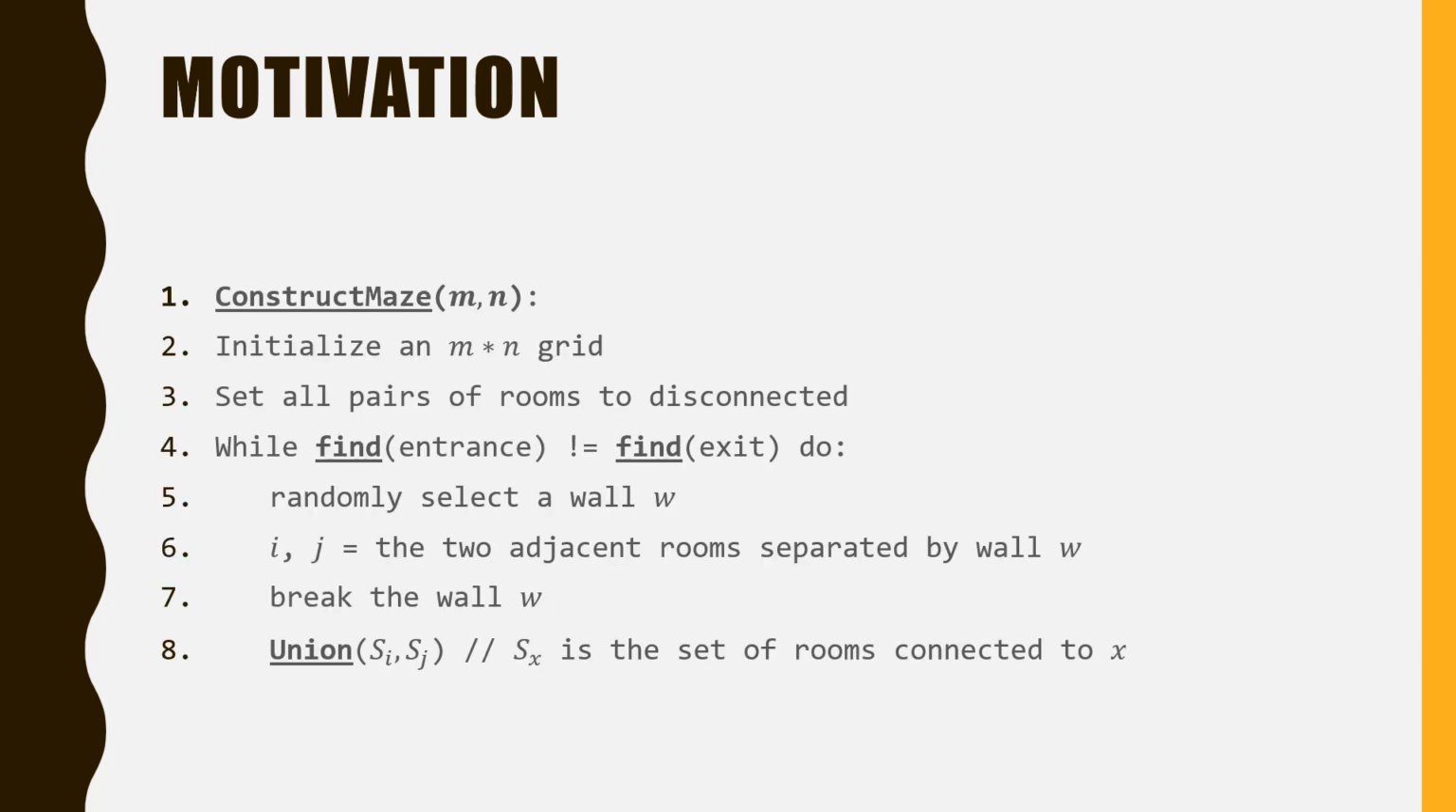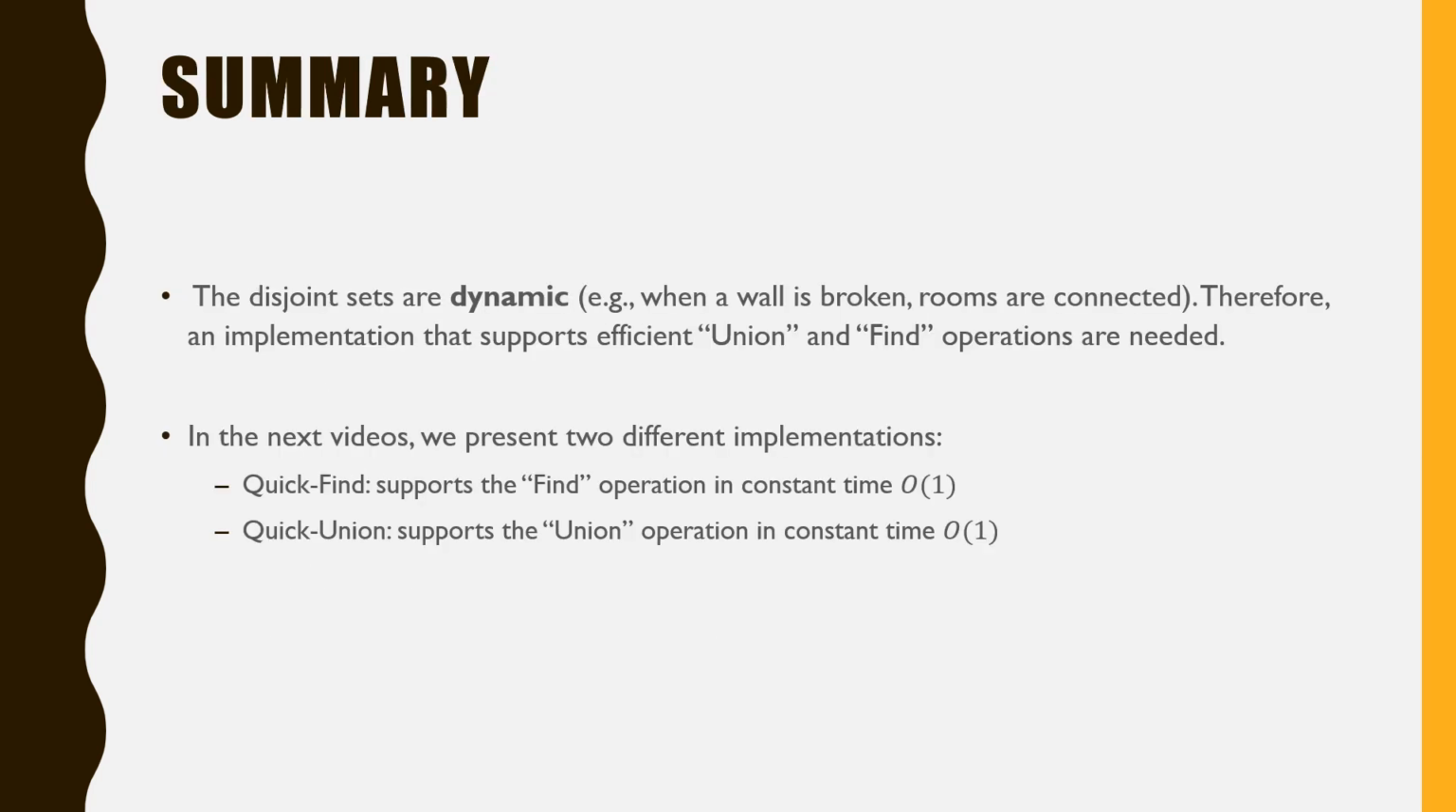After understanding the fundamental operations of the union-find data structure, we can now rewrite our maze construction algorithm using these operations. Note that disjoint sets are dynamic. For example, as walls are broken in a maze, the connected rooms also change, requiring efficient union and find operations.